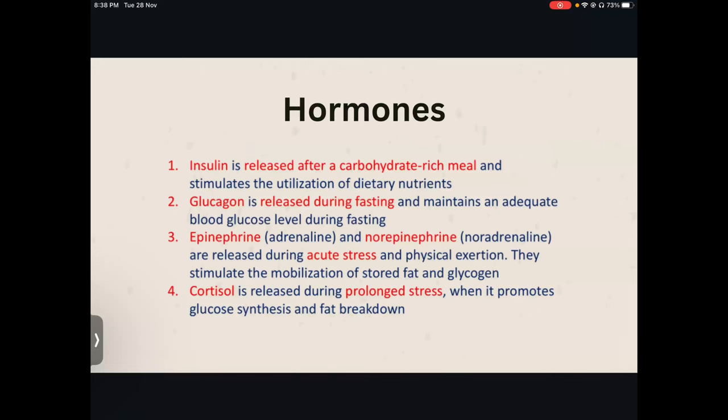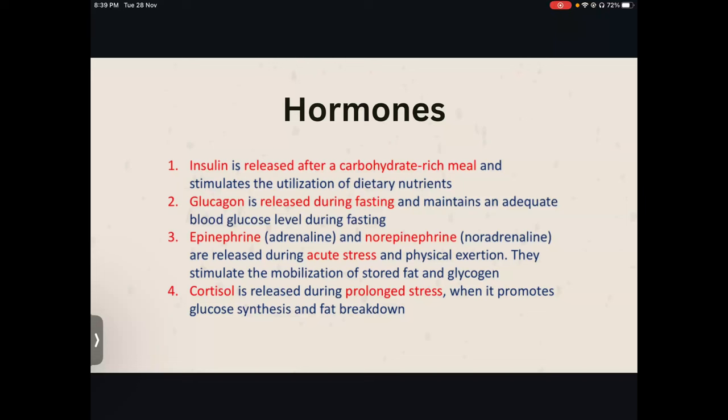So insulin, as your friend just said, is released when you have a lot of glucose in your blood, which happens when you eat a carbohydrate-rich meal. What it does is it causes glucose to enter the cells and be used for energy or broken down. Now, glucagon does the opposite. It's released when you have too little glucose in your blood, and so it releases glucose into your blood and tries to maintain an adequate blood glucose level. This happens when you're fasting, of course.